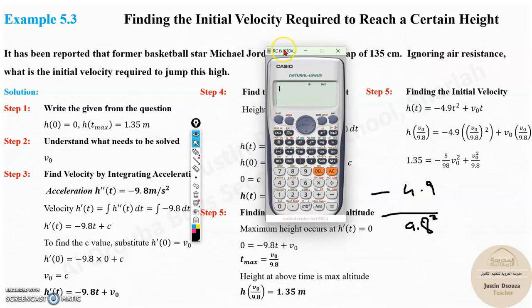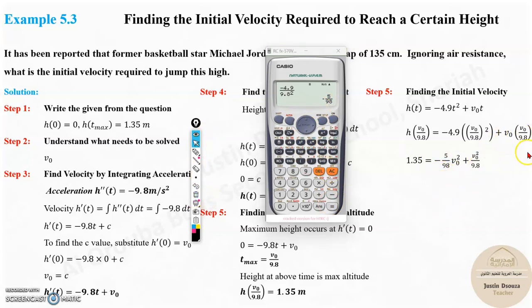If you're getting confused, just remember this negative 4.9 is outside the bracket. V naught, let's leave it. So it's 1 divided by 9.8 and square. Okay, so that is the answer. Or in simple understanding, you can just write minus 4.9 divided by 9.8 square. That is the answer, negative 5 by 98.